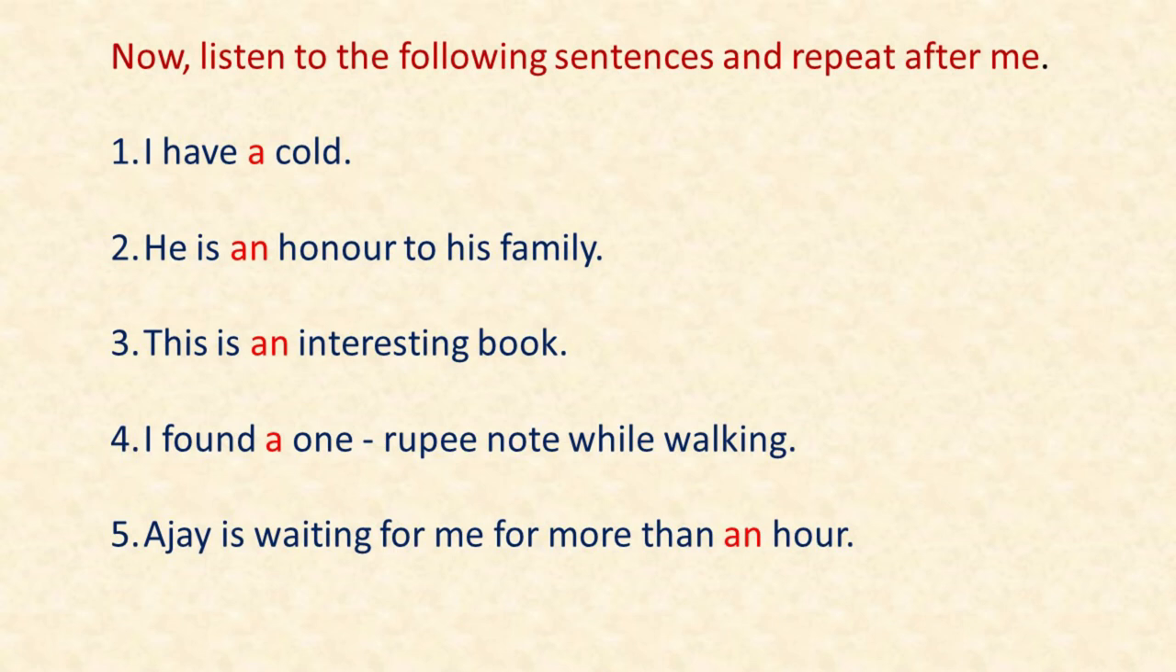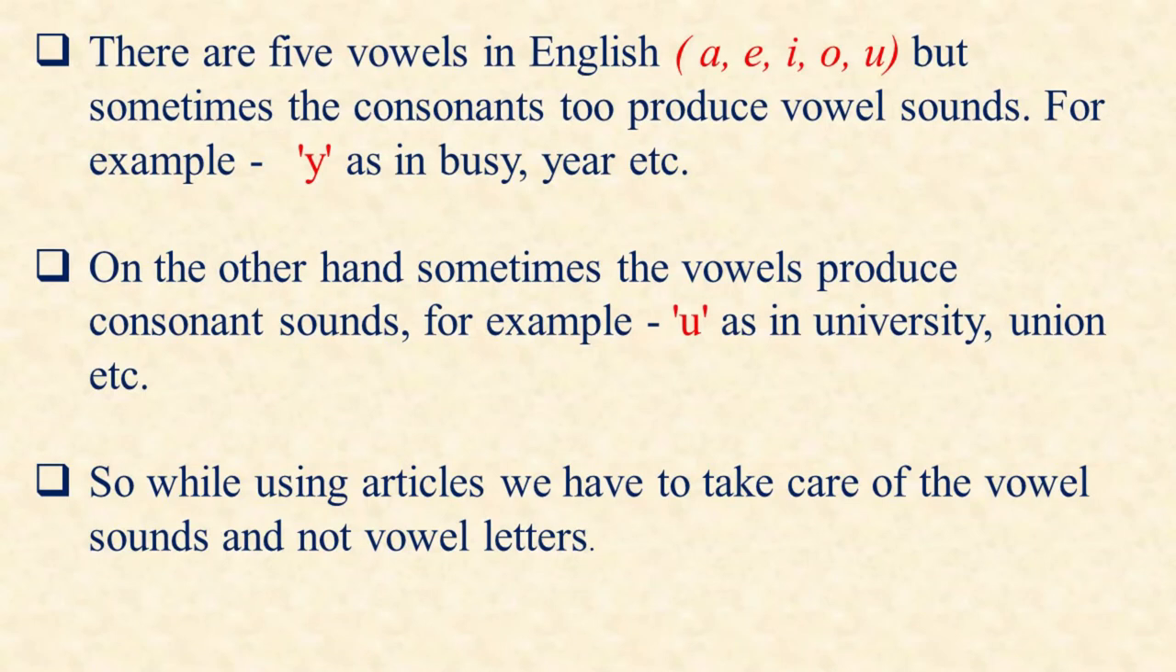As you can see, the word honor in the second sentence given above begins with a vowel sound. We have used an before it. On the other hand, in the fourth sentence, the word one begins with a consonant sound and therefore a is used before it. There are 5 vowels in English: A, E, I, O, U.